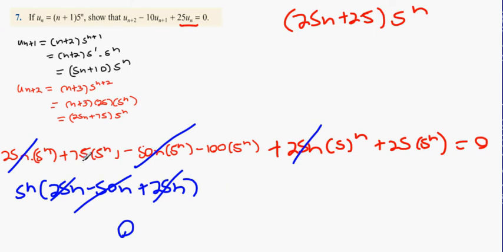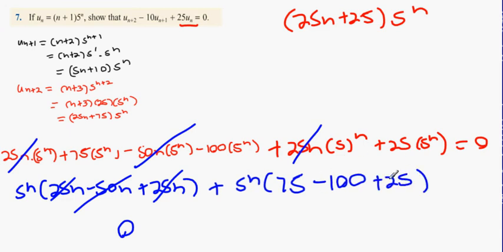And then finally we're going to have 75 times 5 to the n. So it's going to be plus 5 to the n multiplied by 75, and then we have minus 100 plus 25. And we can see that that also cancels, because 100 minus 100 is 0. So we just have to prove that the answer is 0. Okay, so that's numbers 3 and 7 completed.